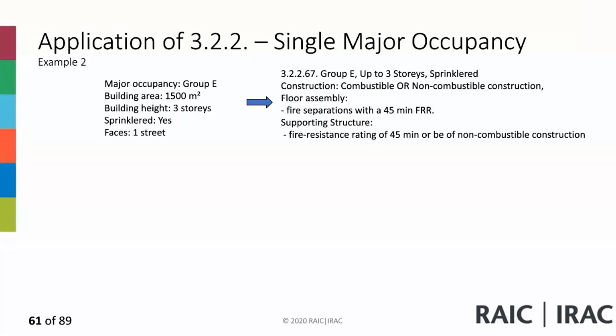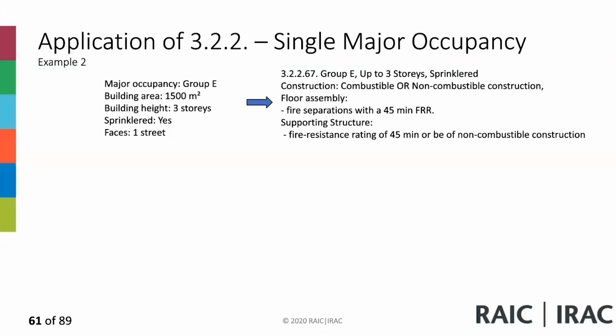I don't know, you will find your own approach, but my approach is I go, okay, 2 stories? No, I've got 3 stories. I keep on going up from the bottom, because I always want to start with the most flexible one. So if I'm starting with this one, I'm going 3.2.2.67. Why? The building area is not more than 2,400. That's good. The building is permitted to be of combustible or non-combustible construction, and it's got floor assemblies of 45 minutes fire resistance rating. So that's giving me my building.